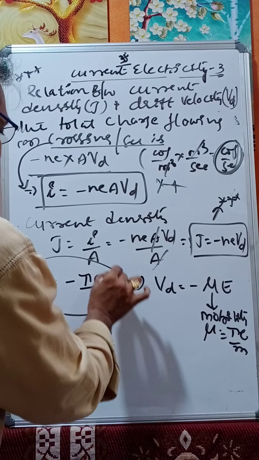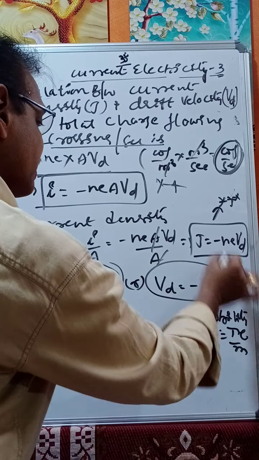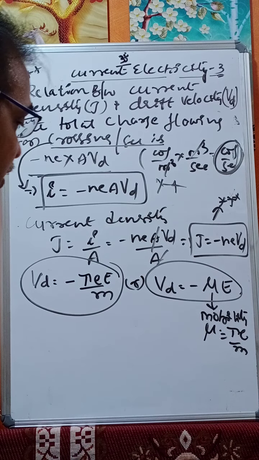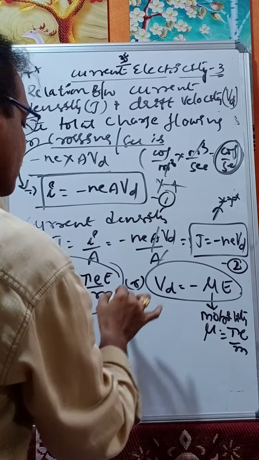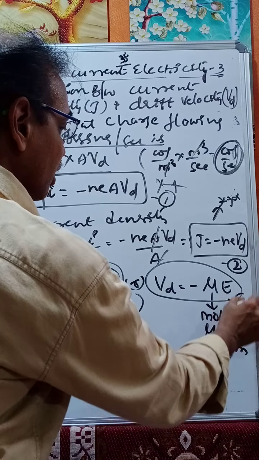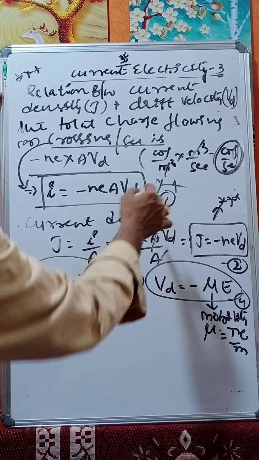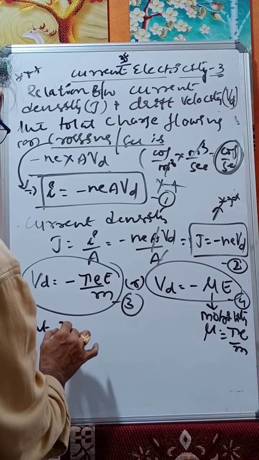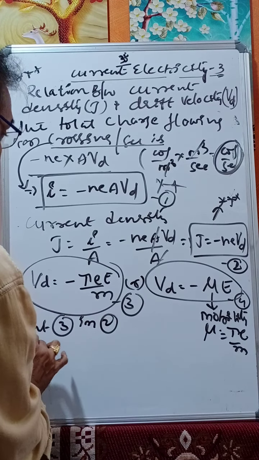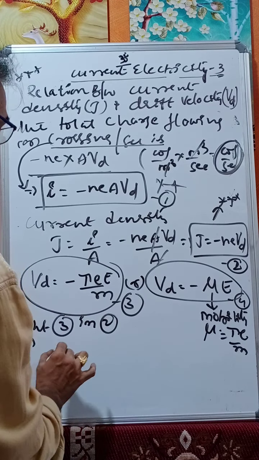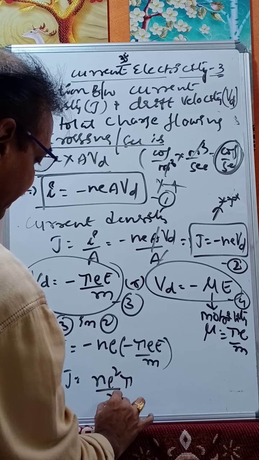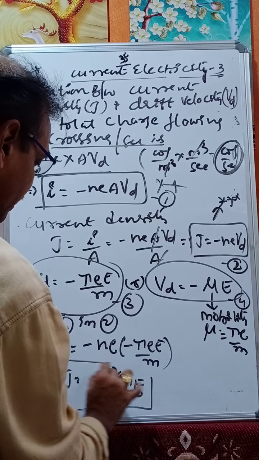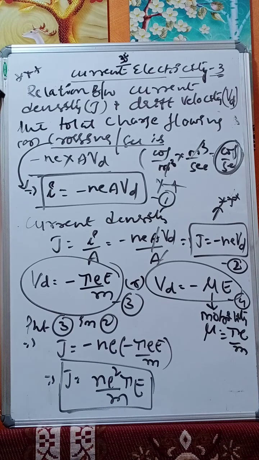So we have got Vd is equal to minus tau eE by m, or Vd is equal to minus mu E. Let us call this equation 1, equation 2, equation 3 and equation 4. Now put 3 in 2. This implies J is equal to minus Ne times minus tau eE by m, so J is equal to Ne square tau by m into E.